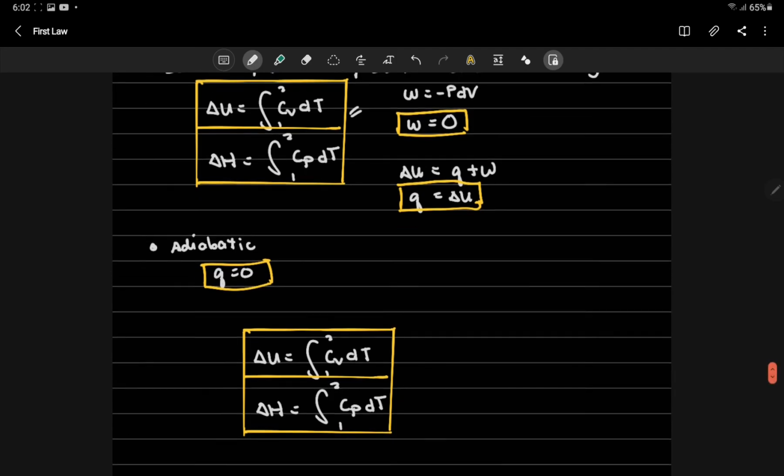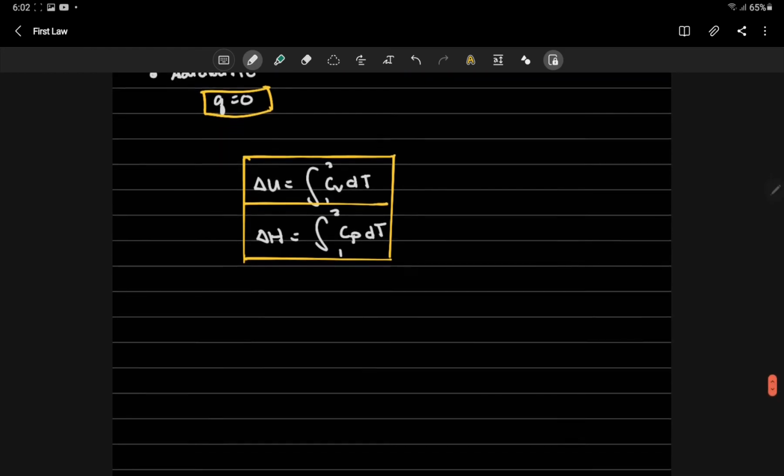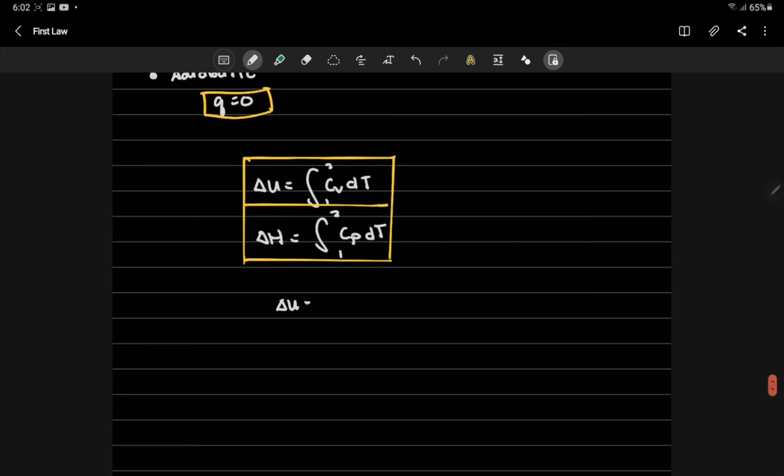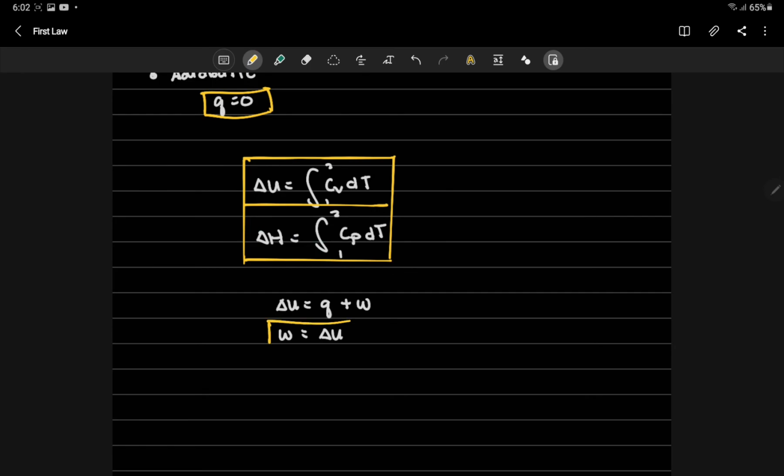Ngayon, ang susunod nating pag-usapan is yung work. So, alam na natin yung delta U, yung delta H, tsaka si Q, si work na lang. So, from delta U, which is Q plus W, tatandaan natin yan, that's just the first law of thermodynamics. But Q is already 0, so therefore, work is just equal to delta U. So, those now are the four equations for a reversible adiabatic process.